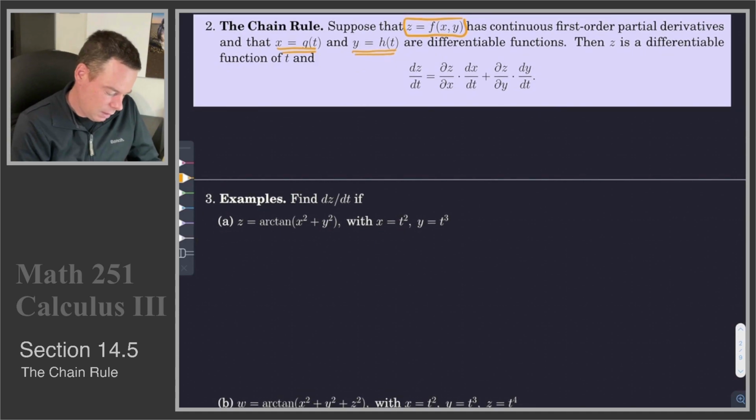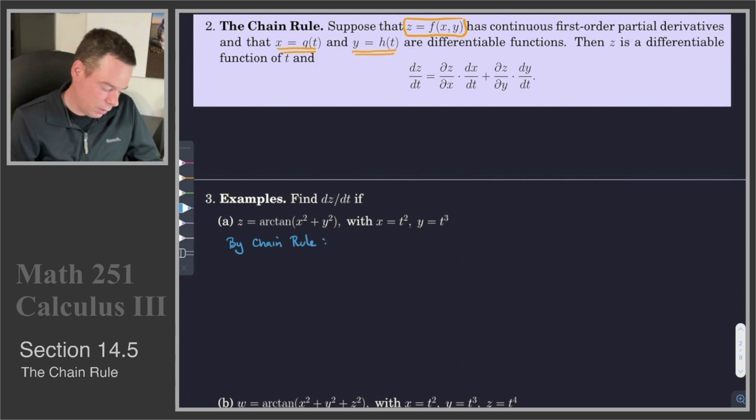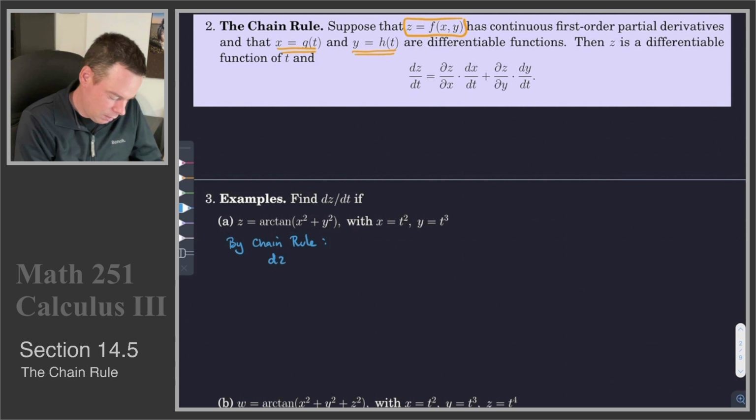So we're going to find dz dt of this particular function. z is arctan of x squared plus y squared, but x and y are functions of time. So if we use the chain rule, I'll say, by the chain rule, to contrast that with maybe another way, which we'll check at the end. By the chain rule, we have dz dt is equal to the partial of z with respect to x times dx dt, plus the partial of z with respect to y times dy dt.